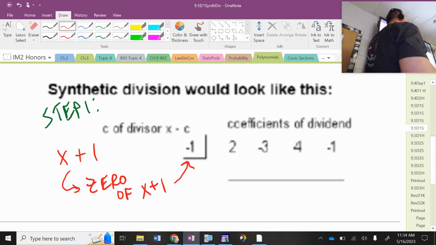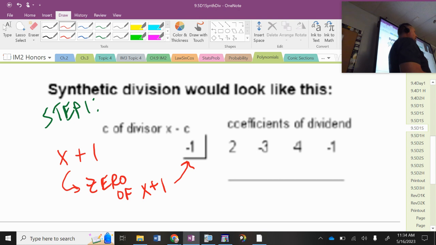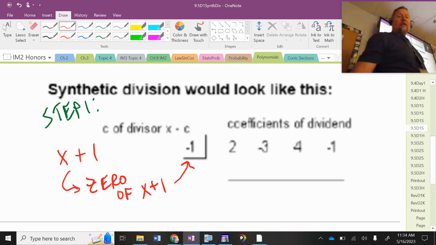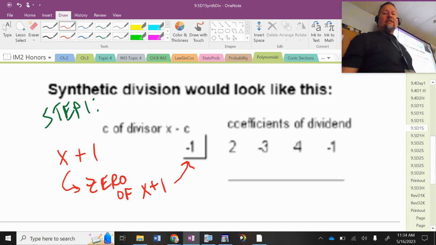When you're synthetically dividing by x plus 1, you synthetically divide by the 0 of x plus 1, which is negative 1. And then notice the coefficients of the dividend. Dividend is the word, what am I dividing into? What am I breaking down? So it did go in order. I do want you to understand this has to be in descending order, those coefficients, or else you're done.